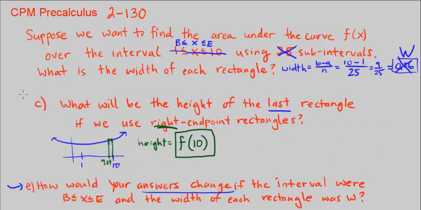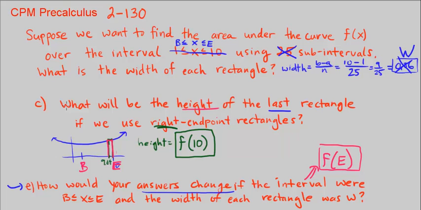Let's go on to part C. Part C said, what will be the height of the last rectangle if we're using right endpoint rectangles? Well, remember our interval is not 1 through 10, it's B through E. So how's our answer going to change? Well, the height from our right endpoint is going to be the height at E. That's going to give us the height of our last rectangle. So now our answer is going to be, instead of f at 10, it's going to be f at the last point in our interval, which is E. Okay, so that is going to be the new part C.